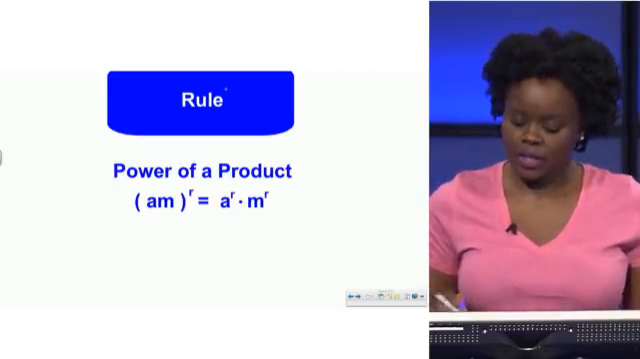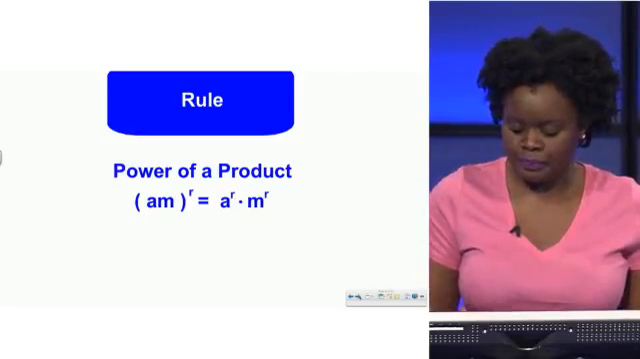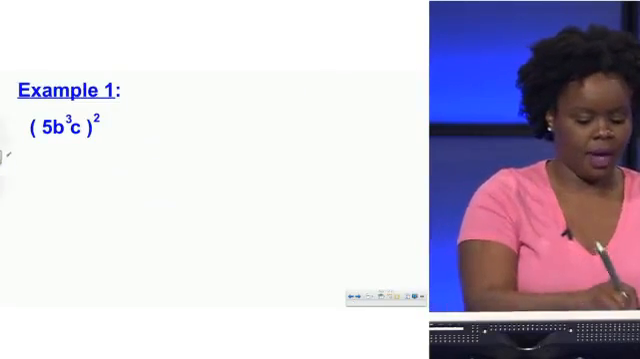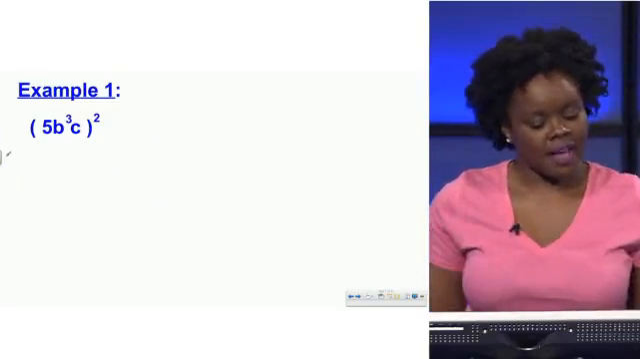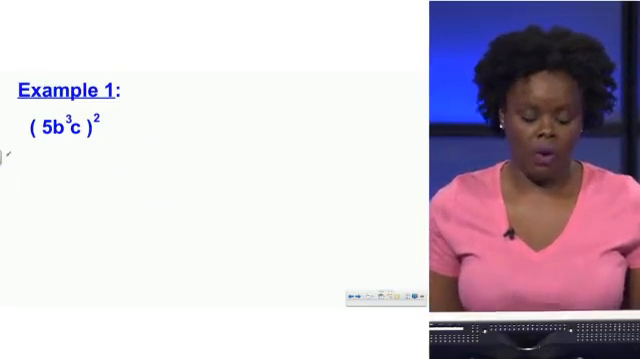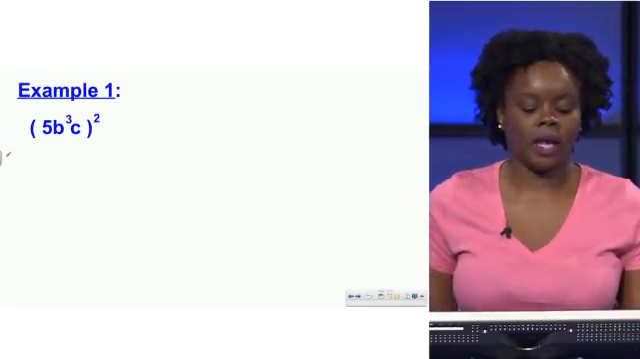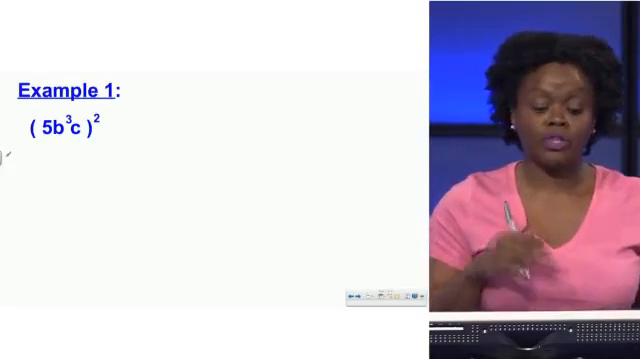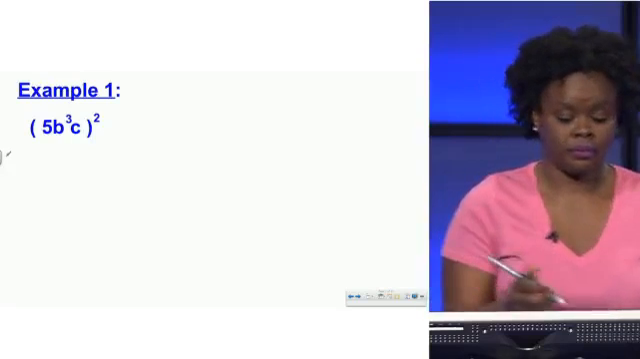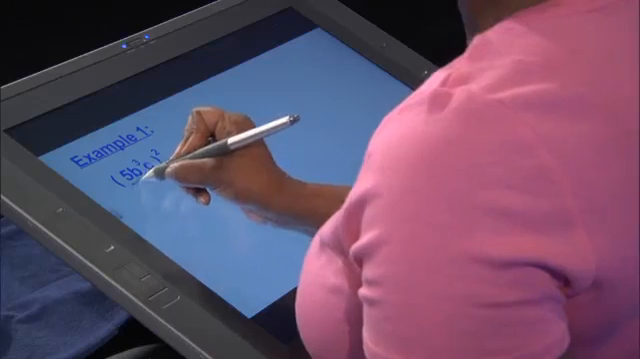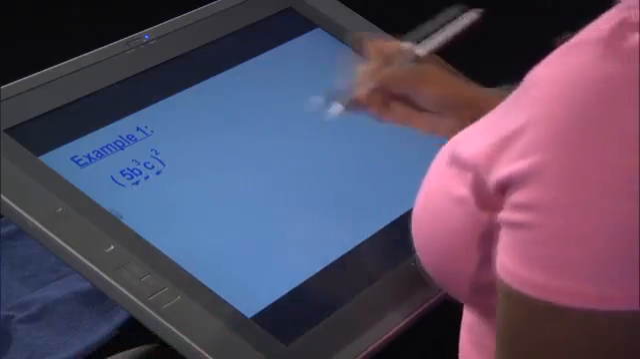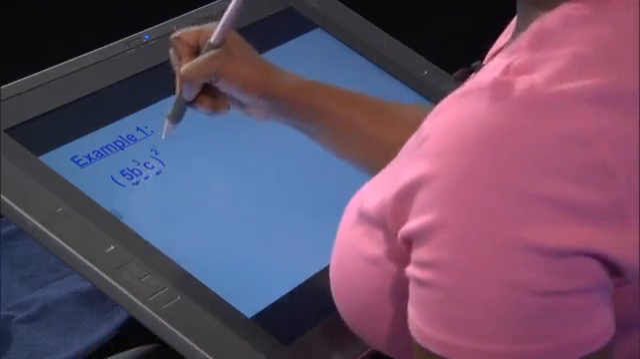All right, let's apply this rule and solve a few more. All right, let's get that pen back. Okay, so I have (5b cubed c), that quantity, and I'm raising it to the 2nd power. So instead of expanding it all out and finding the pattern, I'm just going to use the rule that we just figured out. All right, so I'm going to take each of those bits separately, and I'm going to raise them to the 2nd power.